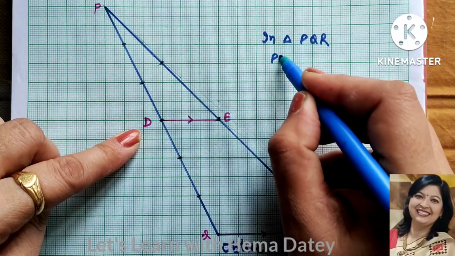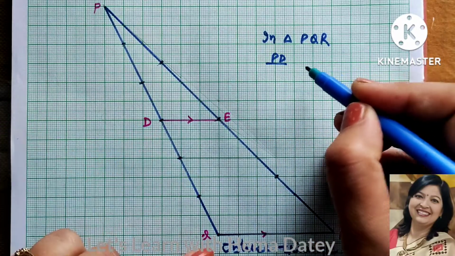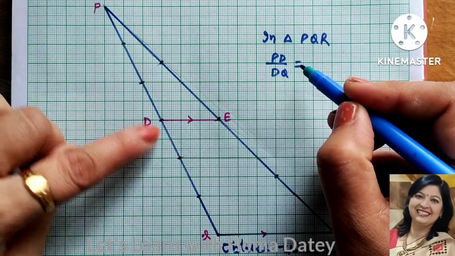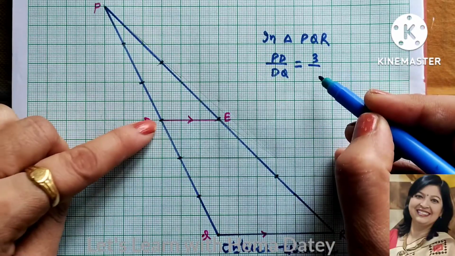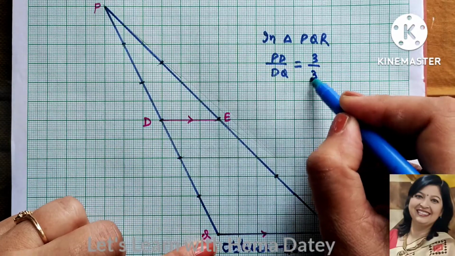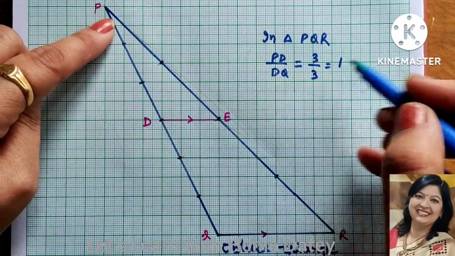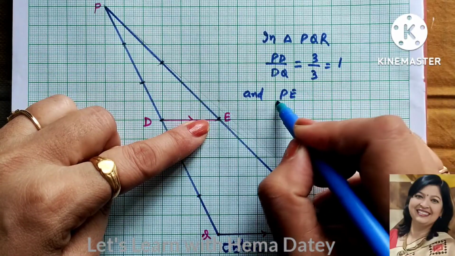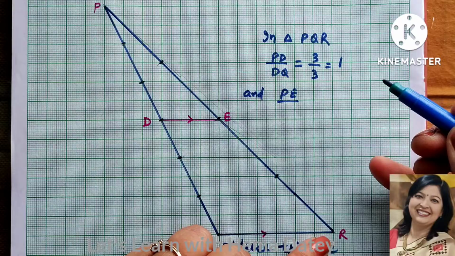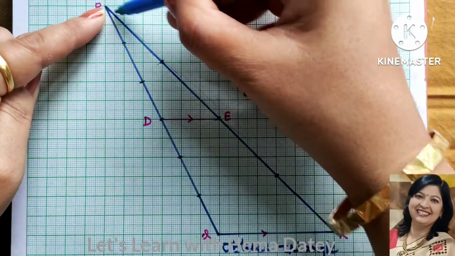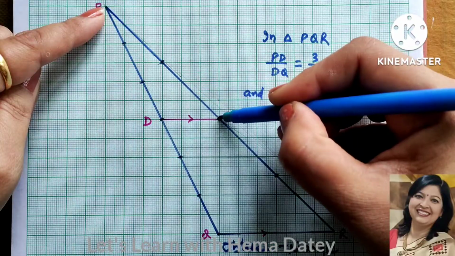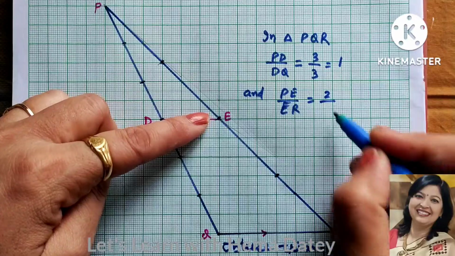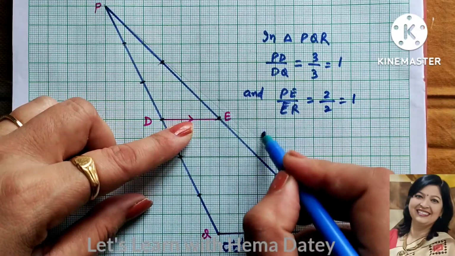In triangle PQR, if DE is parallel to QR, let's see the ratio of PD and DQ. PD we can see has 3 equal parts and DQ also has 3 equal parts. So the ratio of these parts is 3:3 or is equal to 1. Let's find the ratio of PE and ER. We can see PE has 2 equal parts and ER also has 2 equal parts. So the ratio is 1.